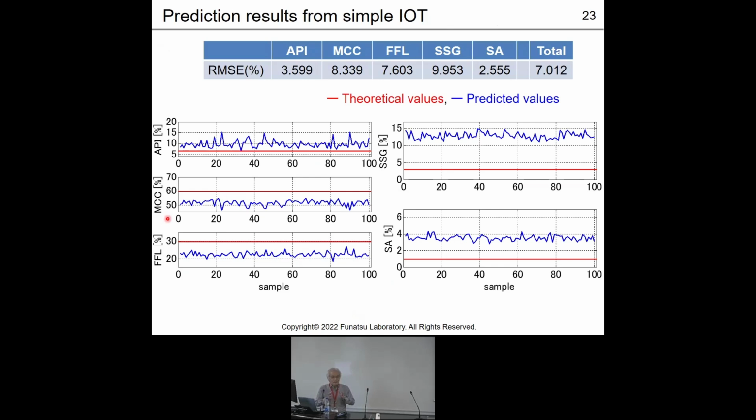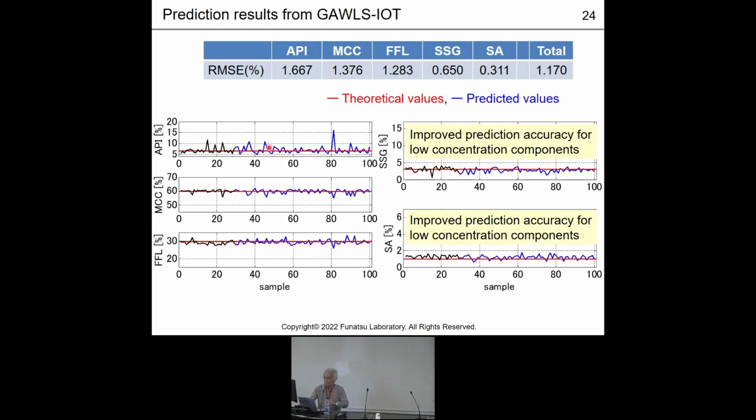Now I will show you a simple use of IoT. Unfortunately, the result is not good. This table shows the RMSE, which is relatively large. The total RMSE is big. This is the result. The red line means the theoretical value, and the blue line is the predicted value. So it is not a good result. But by using the GAWS wavelength selection method plus IoT, the result is excellent. So this method can be used for real-time monitoring of the mixing process for production of tablets.